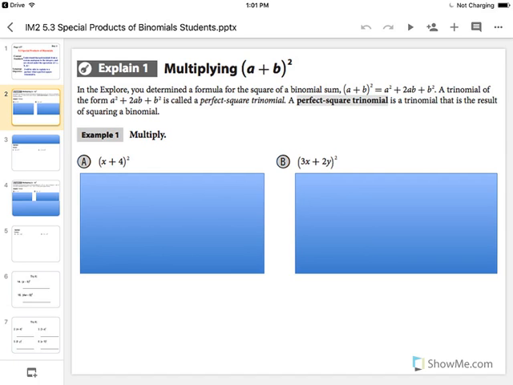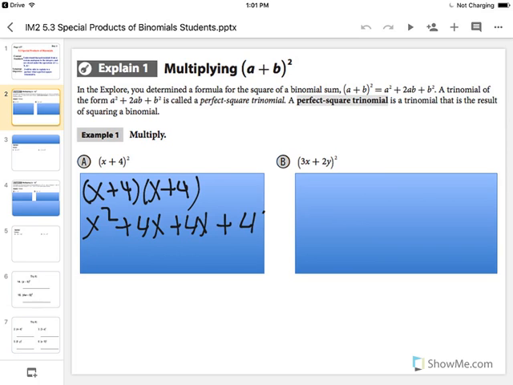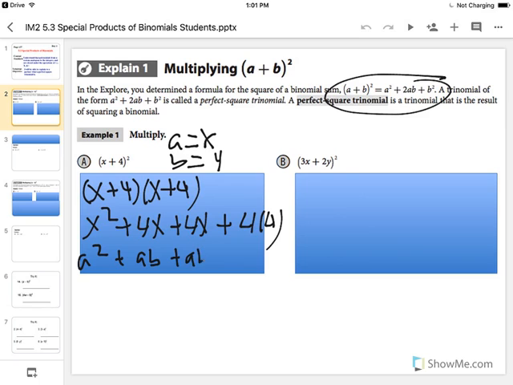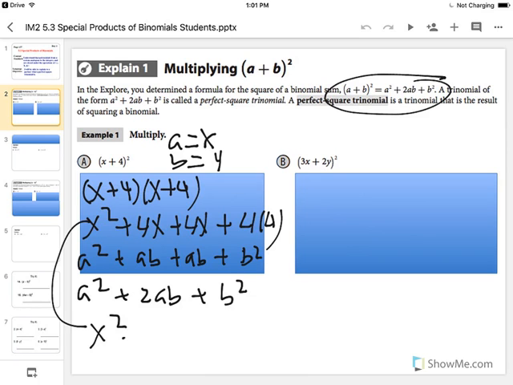Example 1. We have a square of a binomial, so this can be written as x plus 4 times x plus 4. From there we can use FOIL. This gives us x squared plus 4x plus 4x plus 4 times 4. Let's see where this comes from. Assign x as a and 4 as b. Then we have a squared plus ab plus another ab plus b squared, or b times b. When we combine these, this gives us a squared plus 2ab plus b squared. So this is x squared plus 2 times 4x plus 4 squared, or x squared plus 8x plus 16.